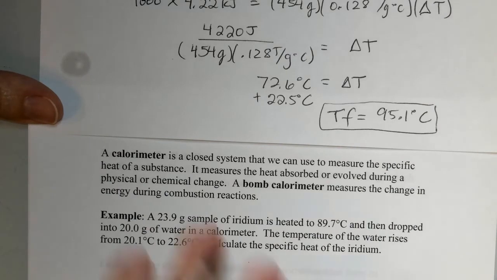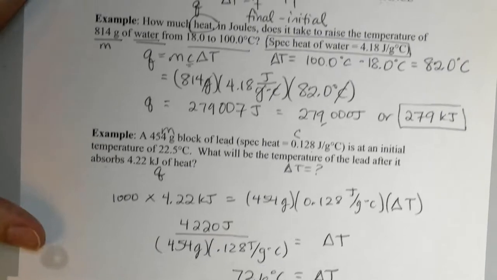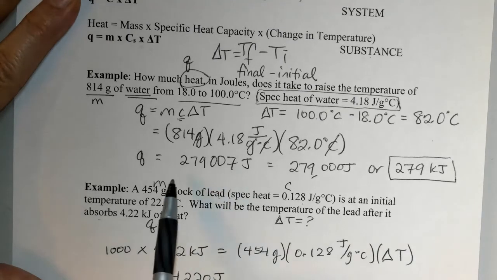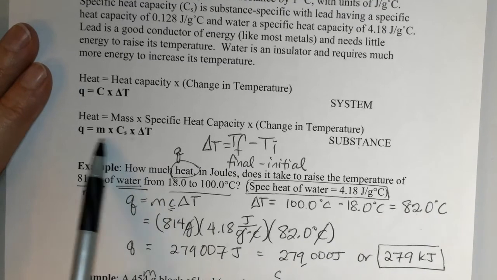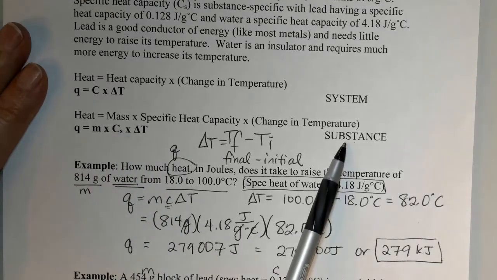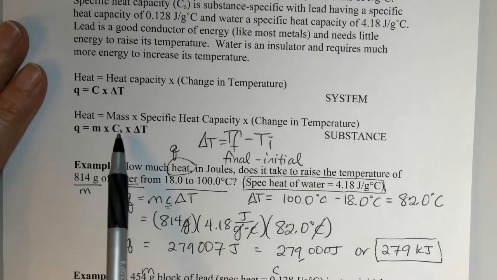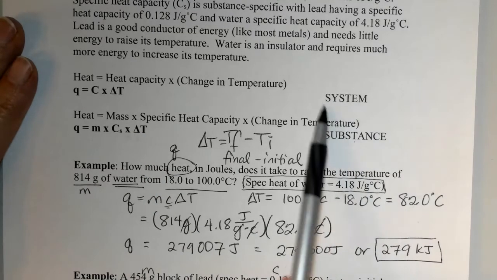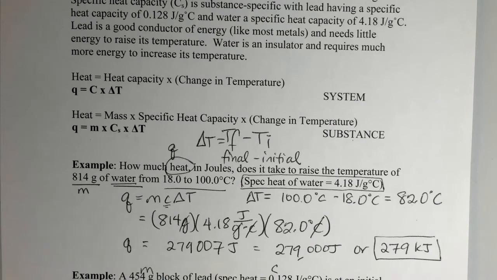So when we were back on this previous page looking at our formulas, both of the examples we did so far were looking at substances. So we were using that MCAT formula. Remember, when you're looking at a specific substance, you need the mass, the heat capacity, and the change in temperature.